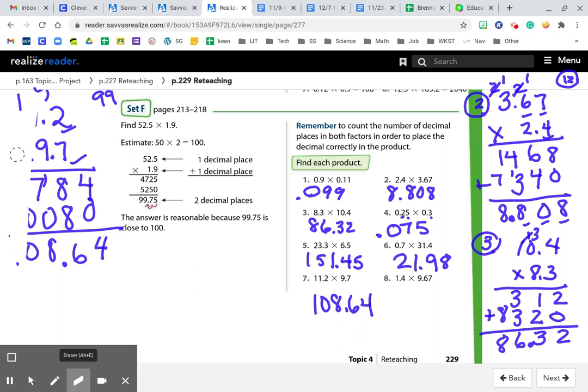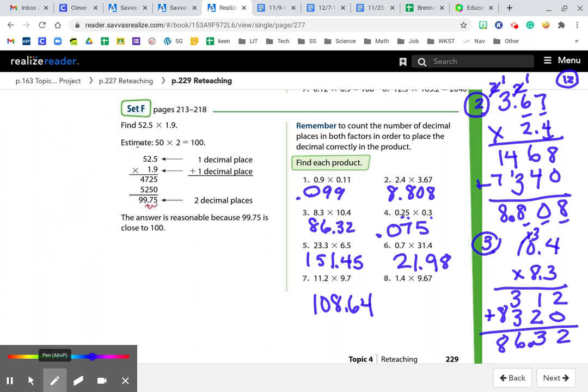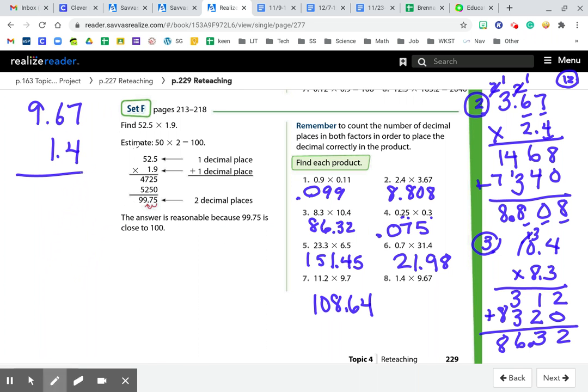And for my last problem on this page, again, I'm going to use the commutative property, and I am going to move my digits around. So I'm going to put 9.67 on the top times 1.4, and that rounds to about 10. 10 times 1 is 10. It'll be a little bit bigger than that because we're rounding up on both.